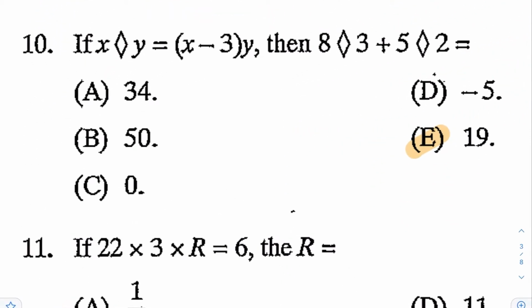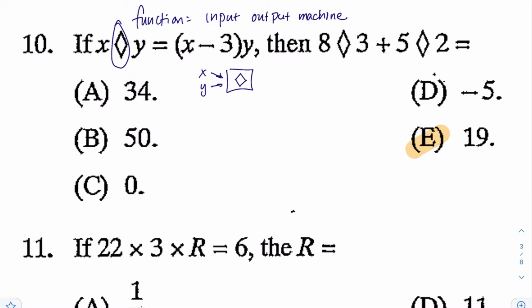Next for number 10, if x symbol y is equal to x minus 3 in parentheses times y, then 8 symbol 3 plus 5 symbol 2 is equal to. So this is your function notation. Again, a function is an input-output machine. And all you have to do is just follow the rule. So here in this input-output machine, you put x and y together into this machine, a label with a diamond. You'll do this rule, x minus 3, and then you want to multiply by y. So all you have to do is just follow the rules. So 8 symbol 3 will be equal to x minus 3, or 8 minus 3, times y, which is equal to 3.